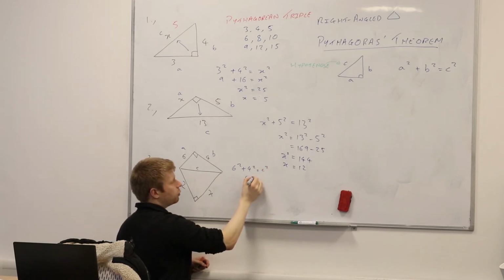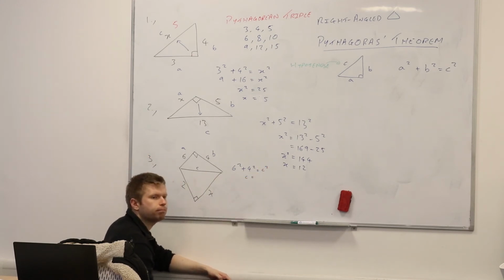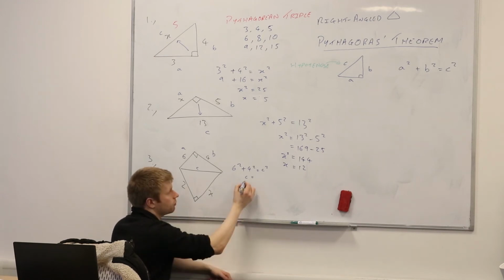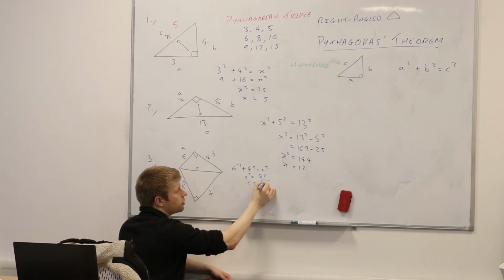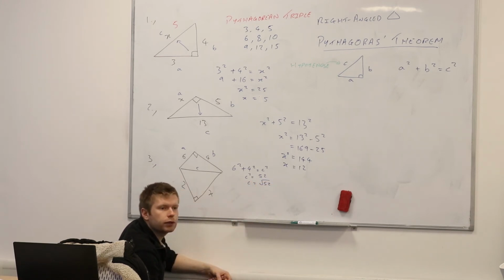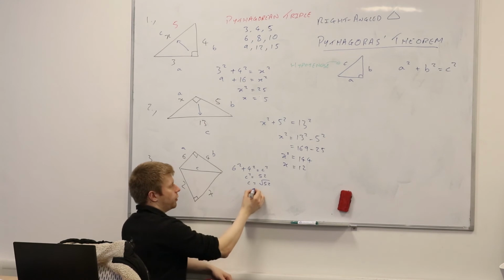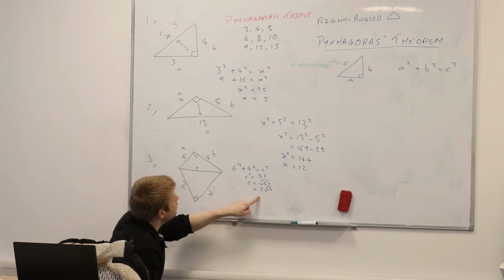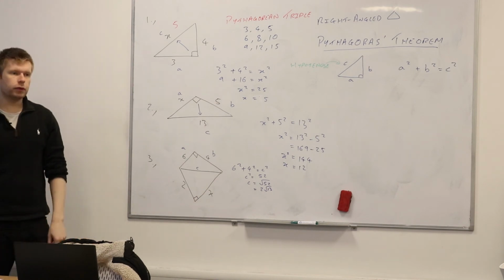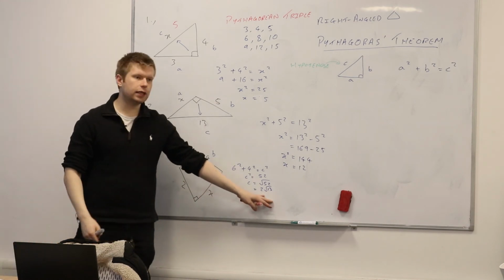So what would C be equal to in this case? 36 and 16, 52. Good. So C would be equal to the square root of 52, which is 2 root 13. Absolutely right. Now you notice in this case, this wouldn't be a Pythagorean triple, because they're not all integers. Like 2 root 13 is not a nice number.